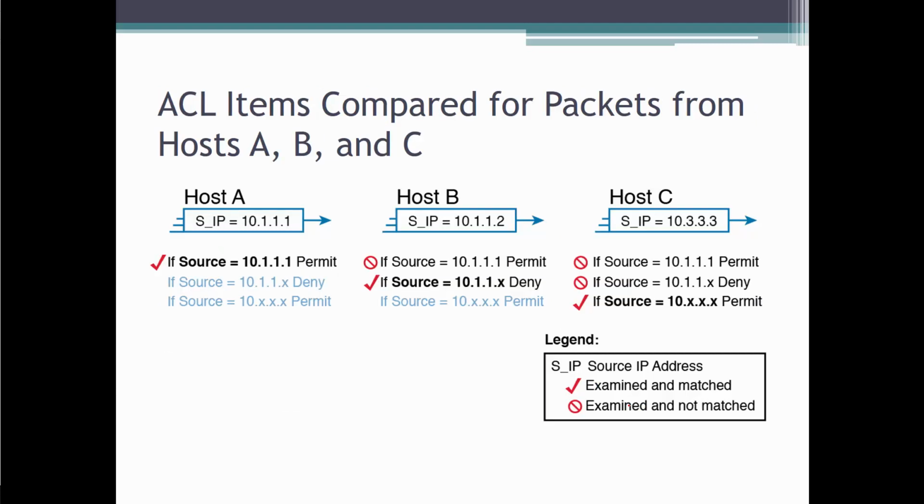So for an ACL item compared against packets from A, B, and C, it's the same thing we just went through. If we're looking at the source IP of 10.1.1.1, it hits on the first one. If it's from host B, it doesn't hit on the first one, but it hits on the second one. And host C will hit on the third one. It goes in order.